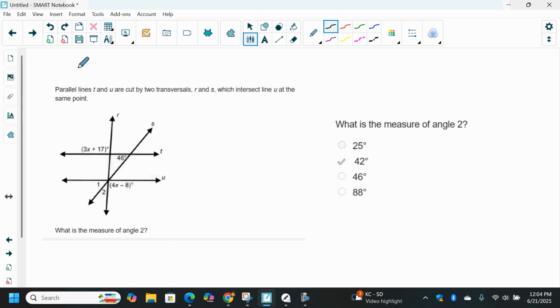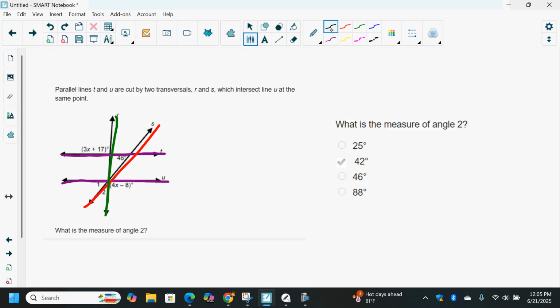Okay, parallel lines, T and U. So let's highlight T and U. So here's T and U. They are cut by two transversals. The two transversals are S, and then R is another transversal, which intersect at point U. What is the measure of angle 2?